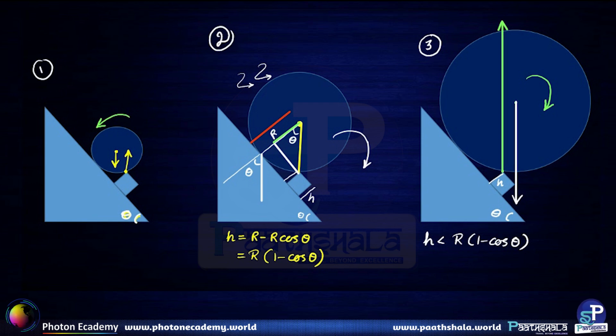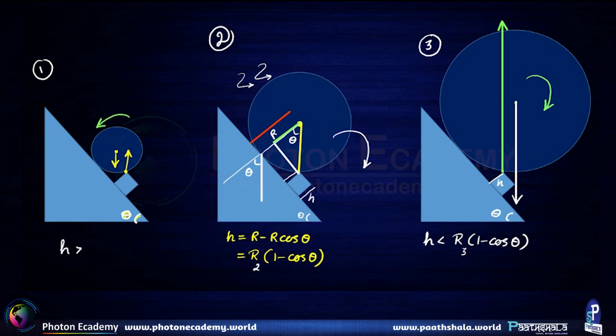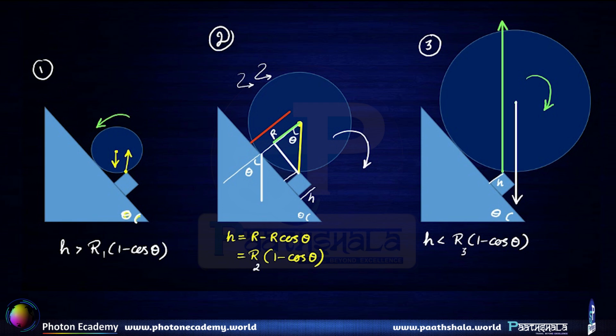Alright, so we can say here h in case 3 will follow this relation, h in case 2 will follow this relation, and in case 1 we can say that h is greater than r(1 minus cos theta). So because of that, in case 1 no toppling will happen, and in case 3 definitely toppling will happen, and in case 2 it is at a critical condition wherein it is just barely stable. Even an infinitesimally small amount of push will make it topple.